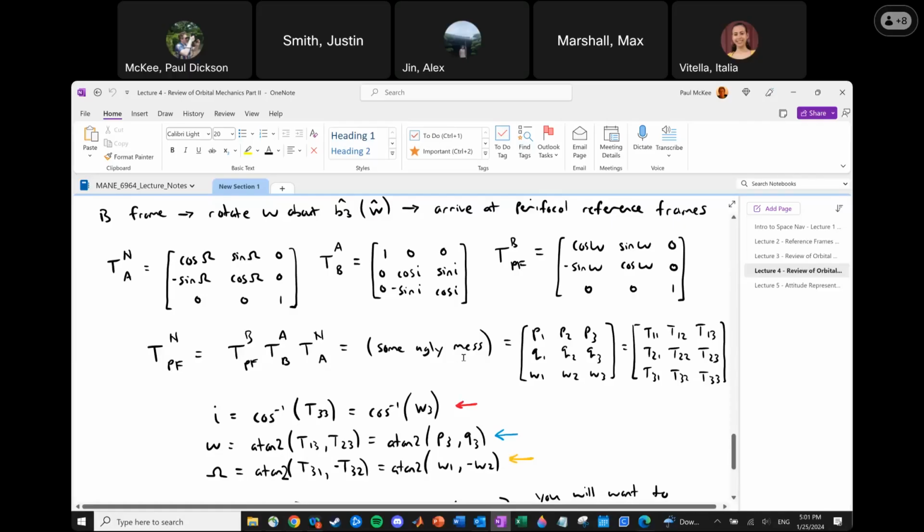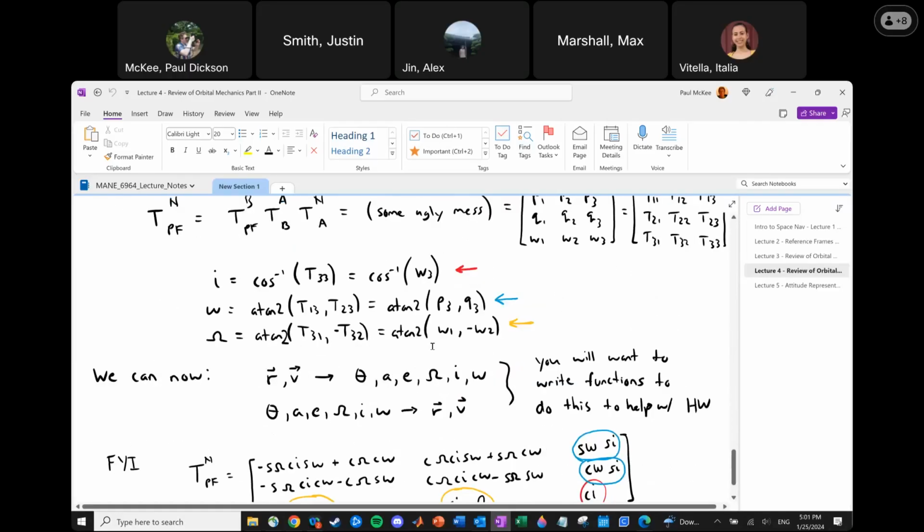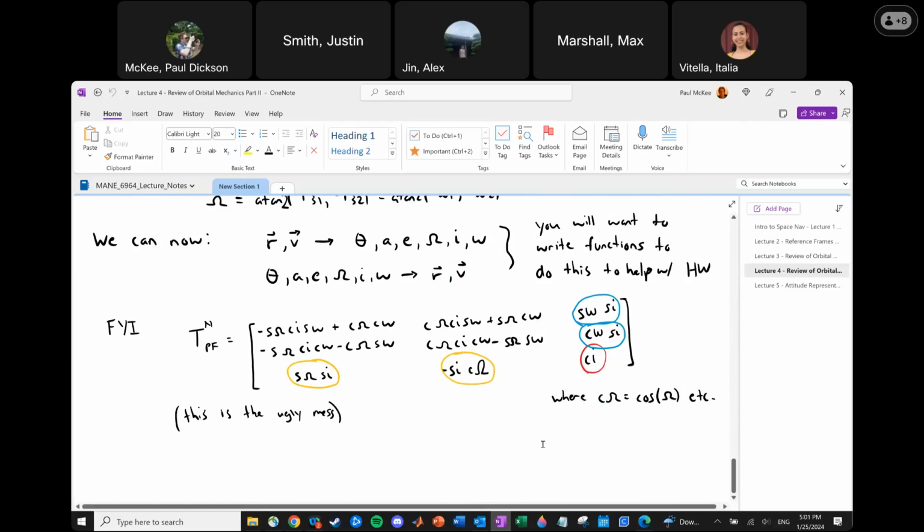So I mentioned that there was some ugly mess, and this is the matrix that I was referring to that I didn't feel like writing out. But I think it is instructive to actually see it. What you notice is that the top left 2 by 2 is very ugly. S omega means sine of omega. I didn't have the wherewithal to write that all out. But you can see how the bottom right element has information about inclination.